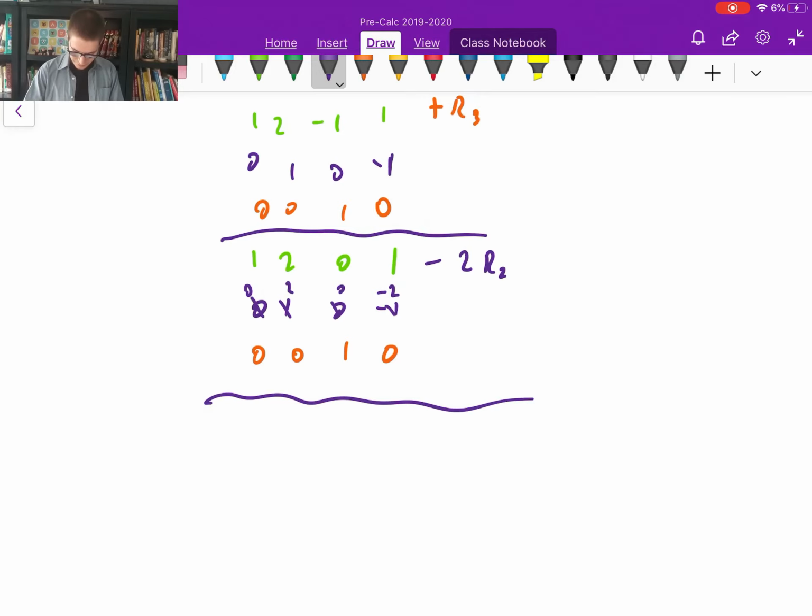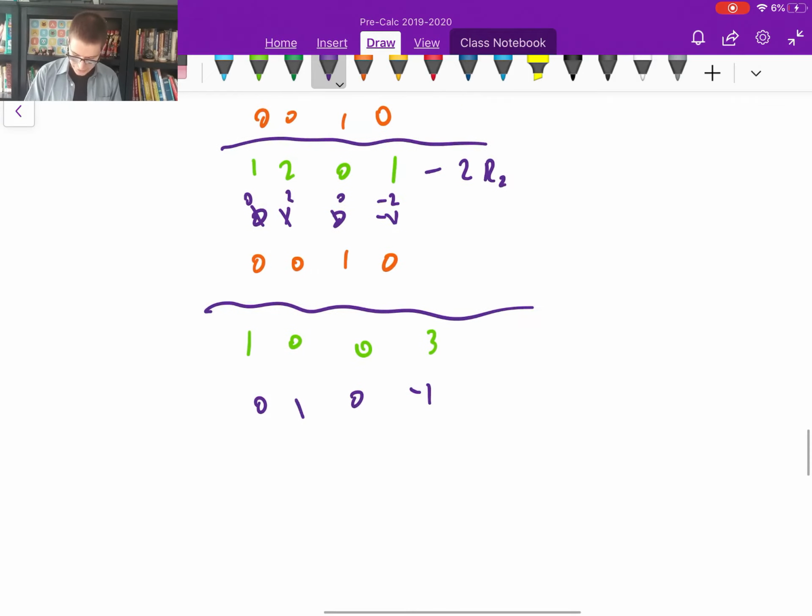So 1 minus 0 is 1. 2 minus 2 is 0. 0 minus 0 is 0. And then 1 minus negative 2 would be 3. Okay, so we've got 1, 0, 0, 3. Then we've got 0, 1, 0, negative 1 from before. And then 0, 0, 1, 0.